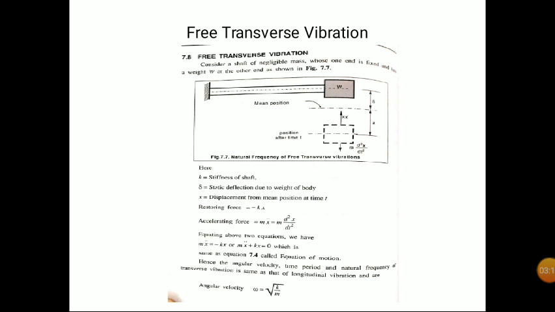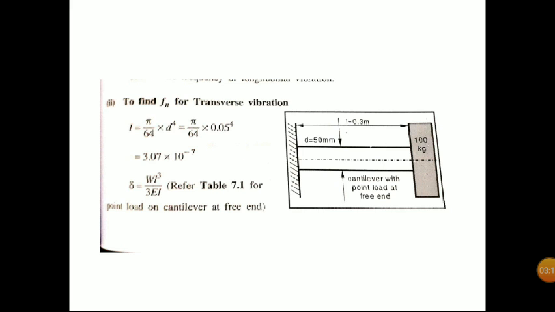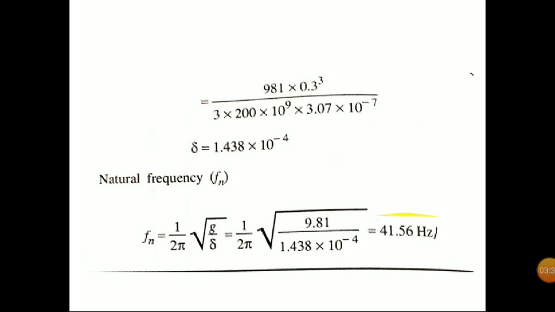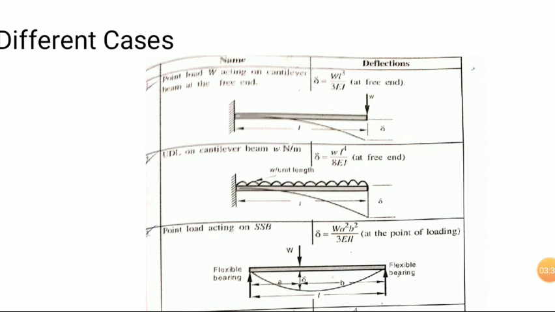So we only discussed the case of a cantilever beam acted on by a load at the end. When a point load is acting at the end of a cantilever beam, the deflection is delta equal to WL cubed by 3EI. That is the only case we studied, but it is not always the same. So here we are going to discuss different cases. First, a cantilever with a point load at the end, that is delta equal to WL cubed by 3EI.